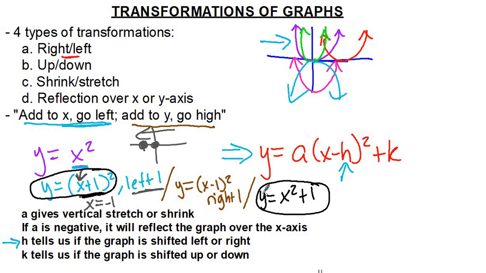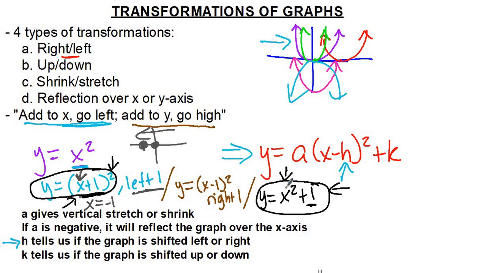In the first case, the blue case, we're adding to x because the 1 is almost attached to the x. It's inside the parentheses, and only after we've added to x do we then square it. On the other hand, with this graph right here, we first square the x and then we add 1. When we say add to y, it means you're adding 1 to this function, to the function y equals x squared.